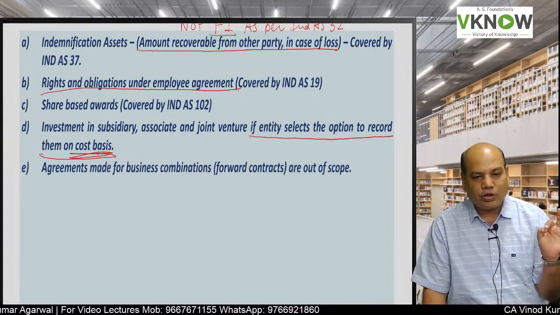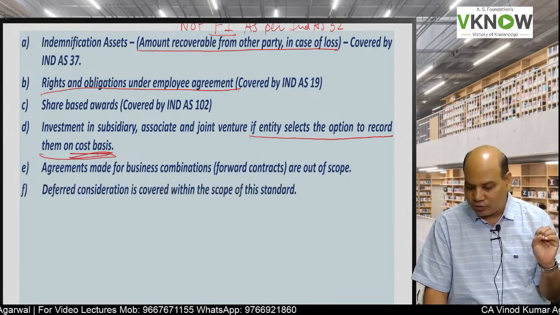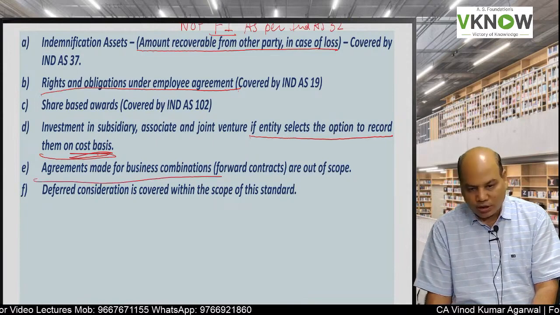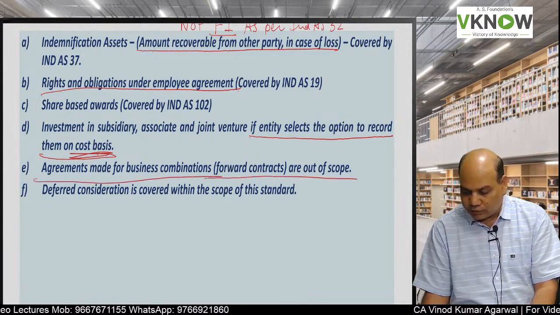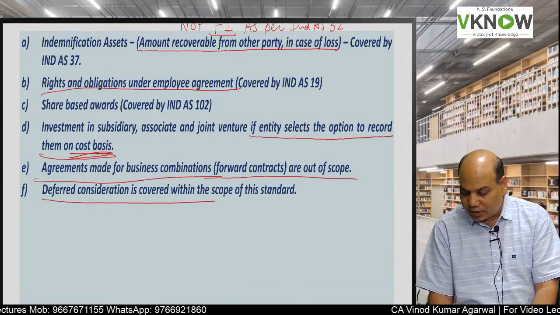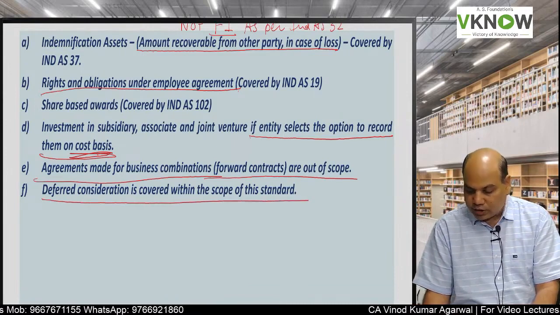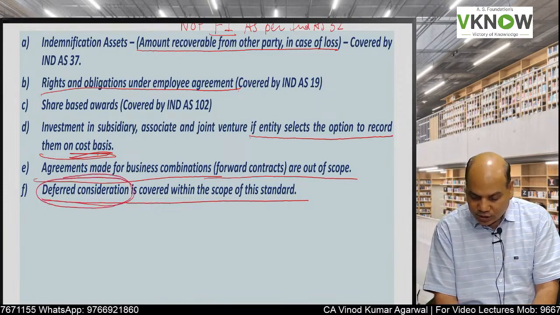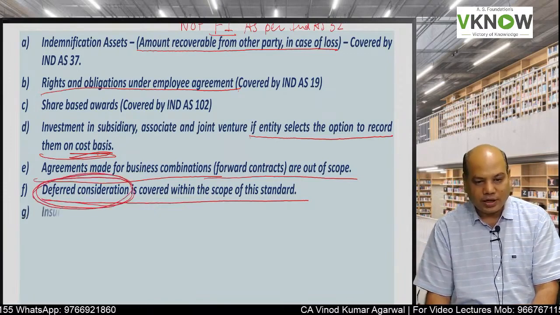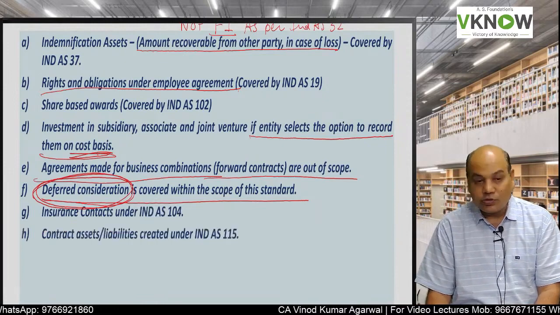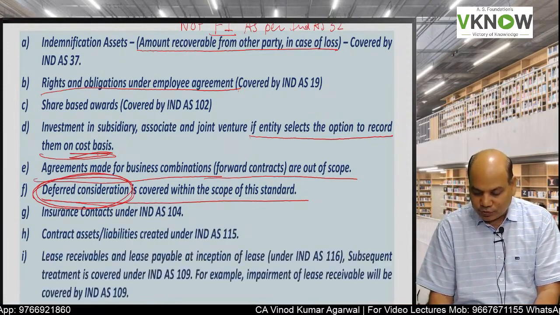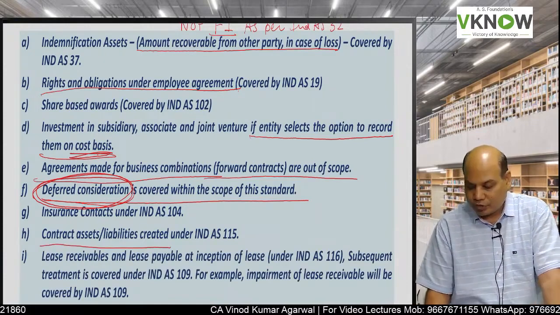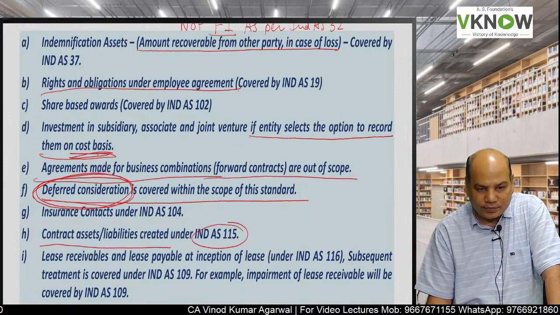If they are recorded on cost basis, this standard is not applicable. Then agreements made for business combination are out of the scope. Deferred consideration is covered within the scope of this standard. Deferred consideration means consideration payable at a later date will be covered. Insurance contract, Ind AS 104. Contract assets and liabilities are covered by Ind AS 115.